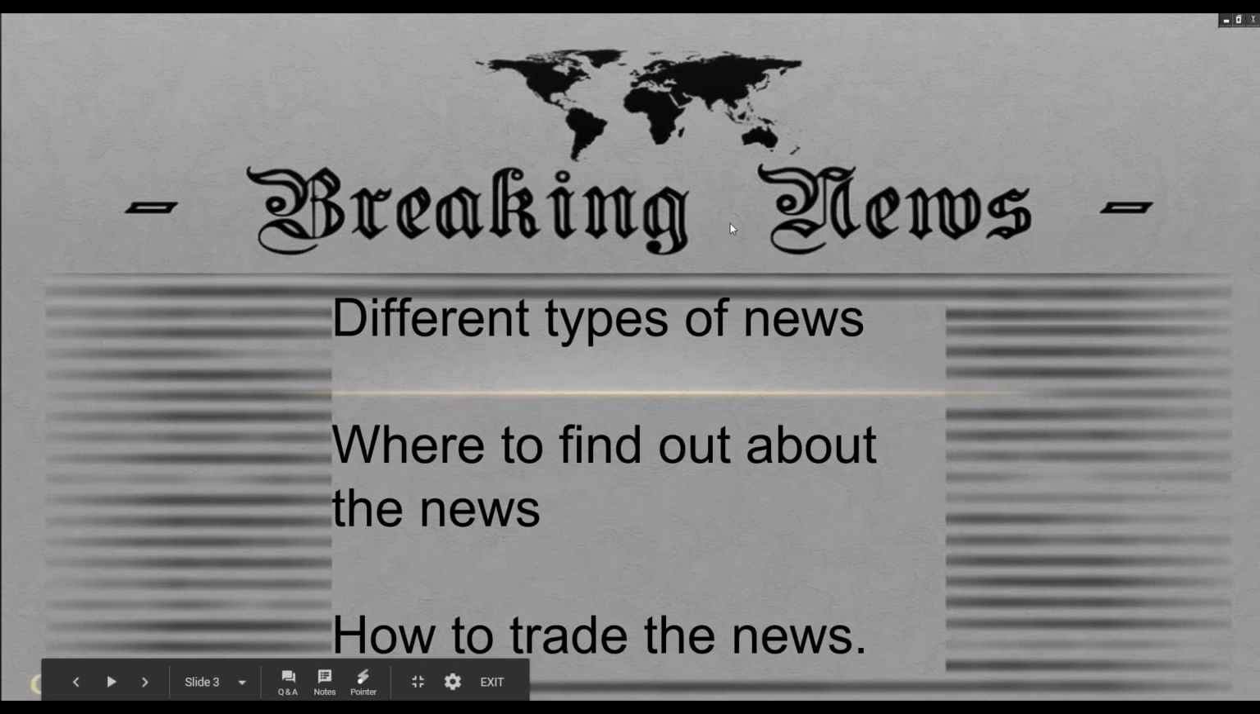All right, so trading the news. We're going to look today at different types of news, all right? Firstly, we're going to go through the types, and then how we can find out about the different news events as they're happening, once they've happened. And then basically how we're going to react, how we're going to trade, what situations we have, okay?